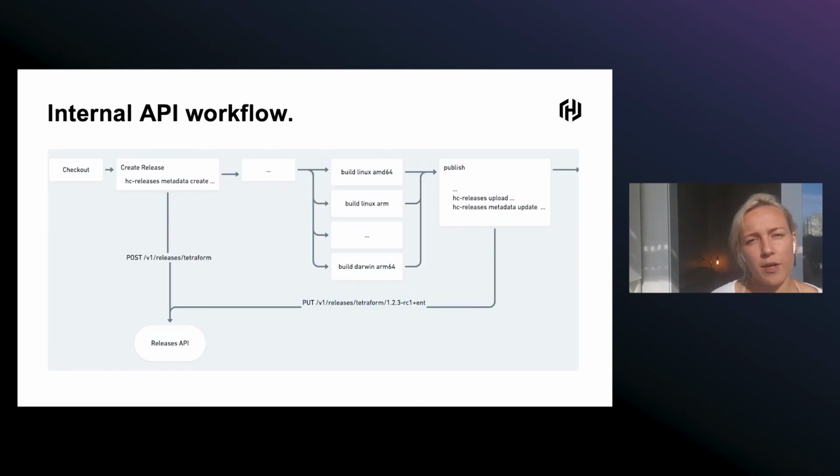So I'll talk a bit about the current internal API workflow, just if you're curious. Every time that someone creates a release, that would be posted to the new releases API service. And then it would go through a staging process. And then when it's published, it would be updated in that releases API service.